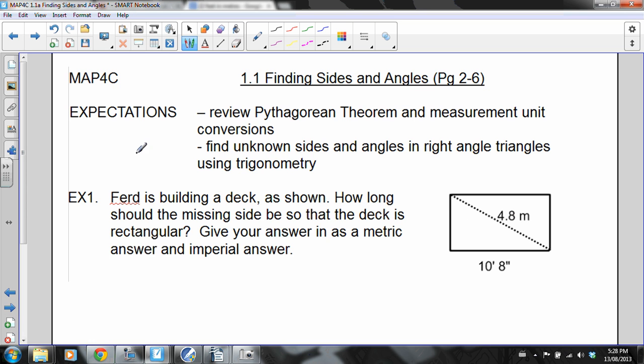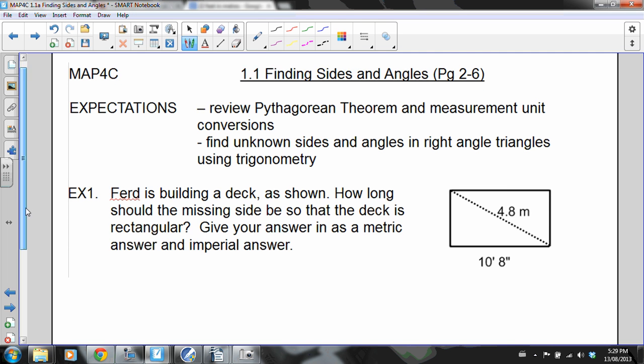It's 1.1, finding sides and angles, pages 2 to 6, and a couple of different expectations: to review the Pythagorean theorem, which we already did a little bit, measurement unit conversions, which we already did a little bit, and to find unknown sides and angles in right angle triangles using trigonometry. So this is all going to be right angle triangles.